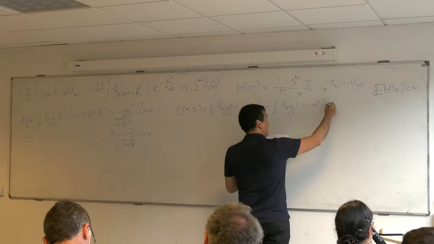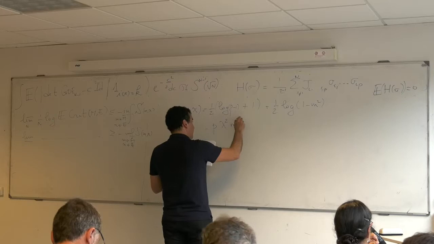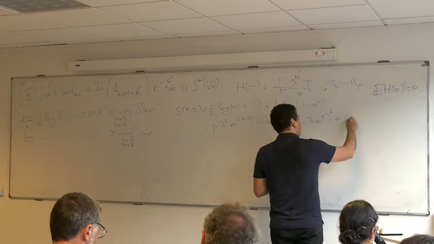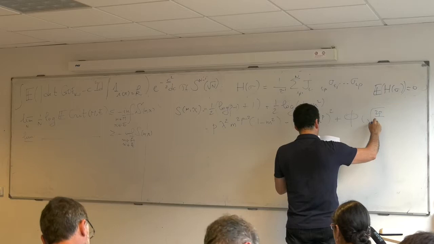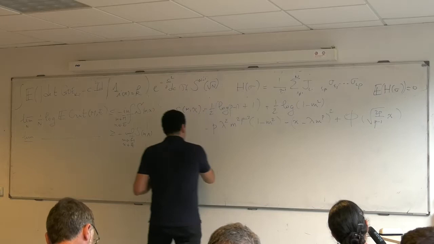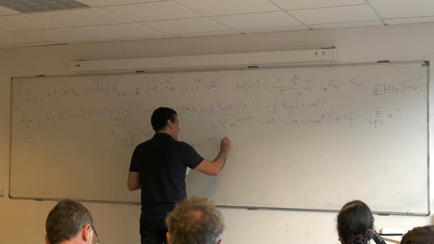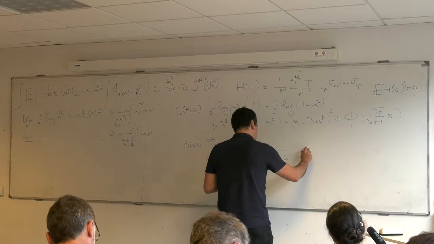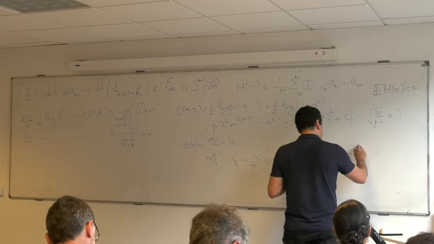minus p lambda square m to the 2p minus 2, 1 minus m square, minus x minus lambda m to the p square, plus a certain function phi of square root of 2p, you recognize this guy, I guess, p minus 1, x, and this phi is x squared over 4 minus 1 half, minus x over 4 square root of x squared minus 4 plus log of square root of x squared minus 4 over 4 minus 1 plus x over 2.